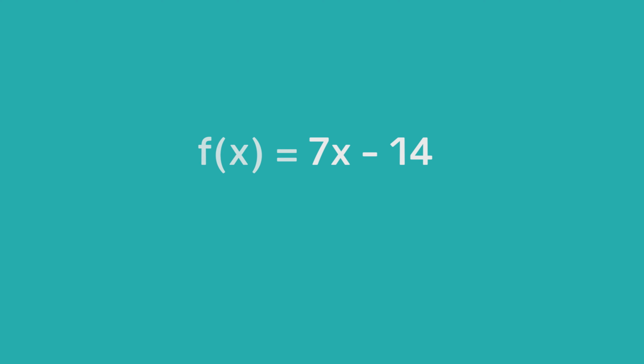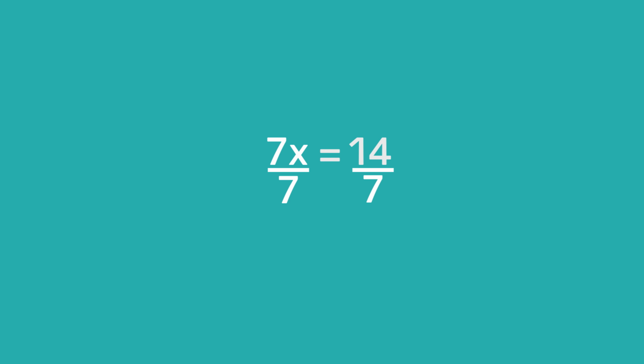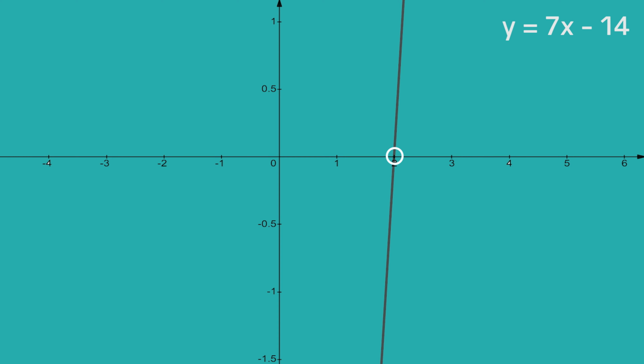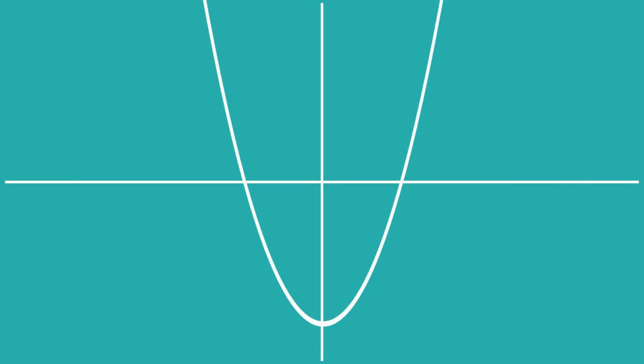Say you had the function f of x is equal to 7x minus 14. We established that it would have to be equal to 0, so you'd write 7x minus 14 is equal to 0. You add 14 to both sides, effectively moving 14 to the other side. You get 7x is equal to 14. Divide both sides by 7 and you'll get x is equal to 2. Hence, the x-intercept is at x is equal to 2. And here's the graph of it, and you can see that it does cross the x-axis at x is equal to 2.